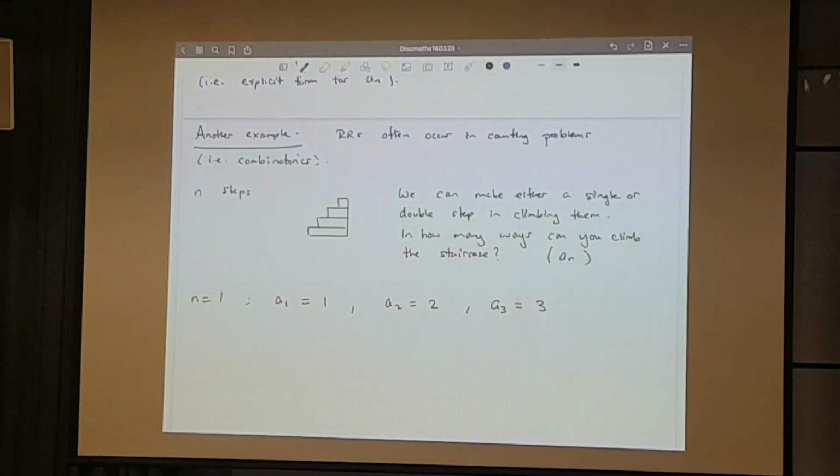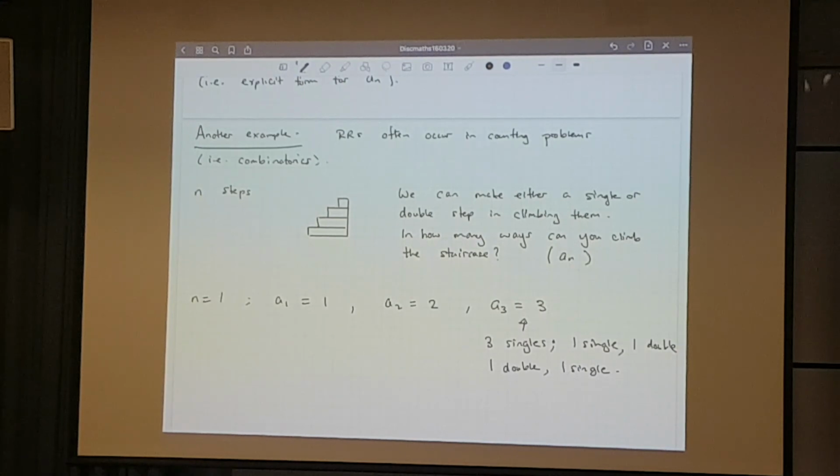It's 3 because I can either do 3 single steps, I can do 2 steps on the first one and then a single step, or I can do a first step and then a double step. Right? So I can do 3 singles, 1 single and 1 double, or 1 double followed by 1 single.